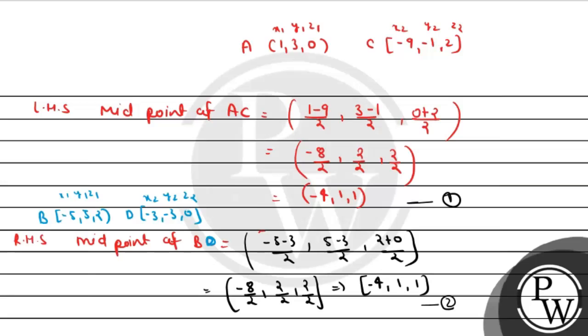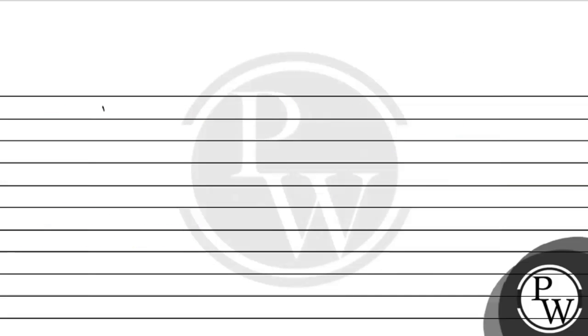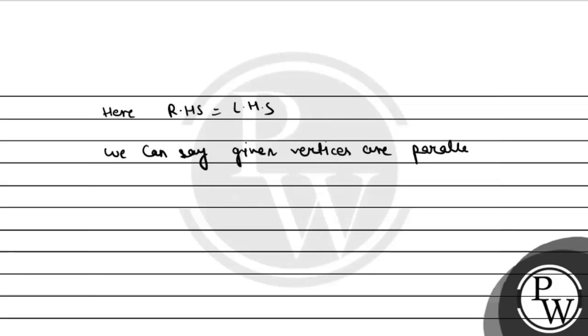So as we can see, in our equation number first, the LHS part is equal to the RHS part. Here RHS is equal to LHS. So we can say the given vertices are parallelogram vertices.